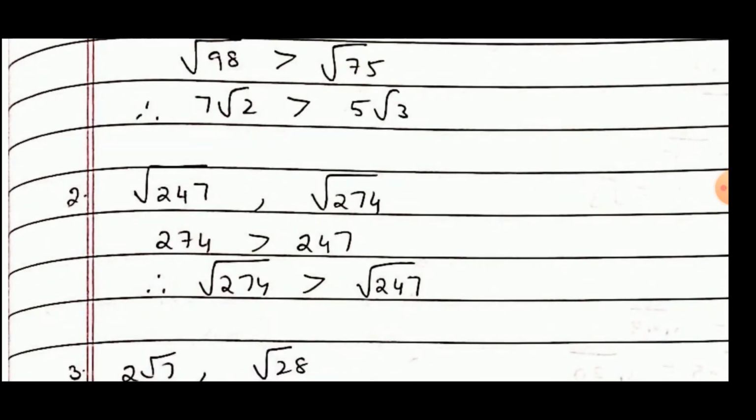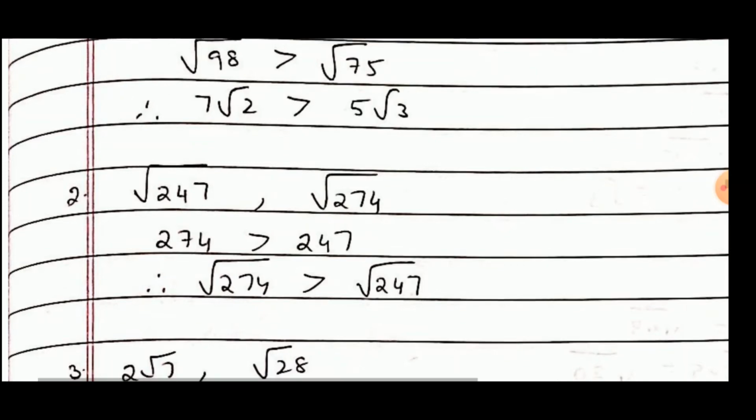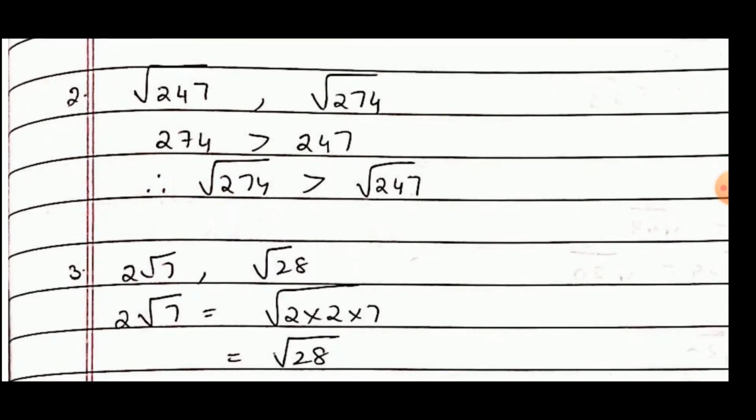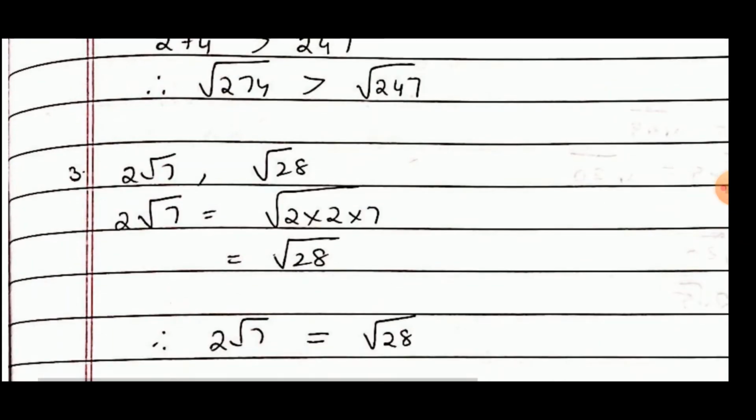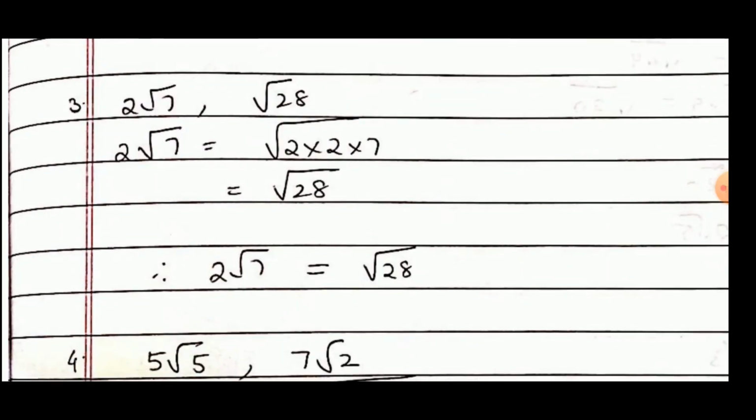Then second one, square root of 247 and square root of 274. Now 274 is greater than 247, so square root of 274 is greater than square root of 247. Then 2 root 7 and root 28. 2 root 7, you will take 2 inside the root sign. So 2 into 2 into 7, so this is root 28. And 2 root 7 is equal to root 28, and the second one is root 28.